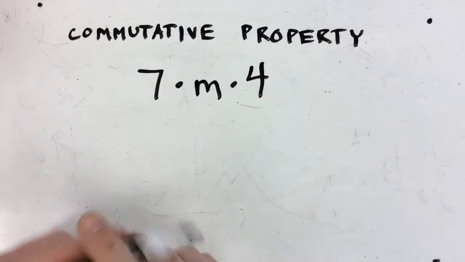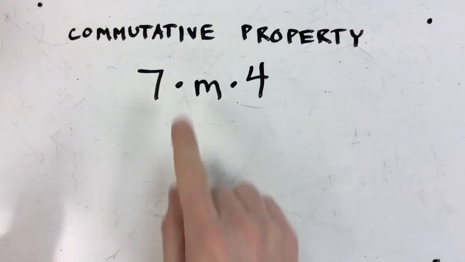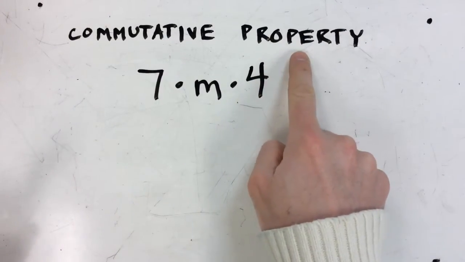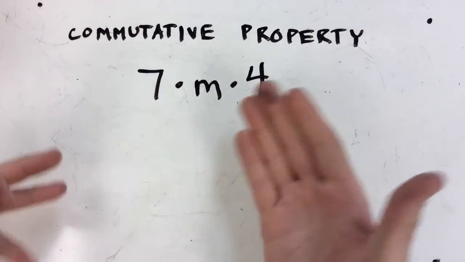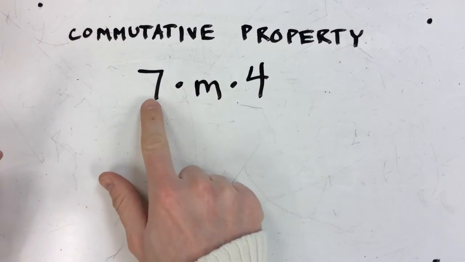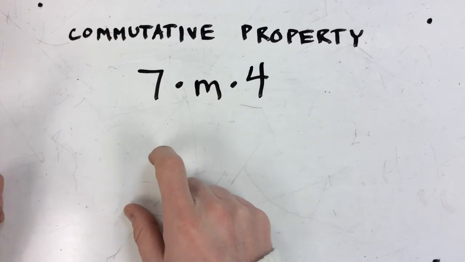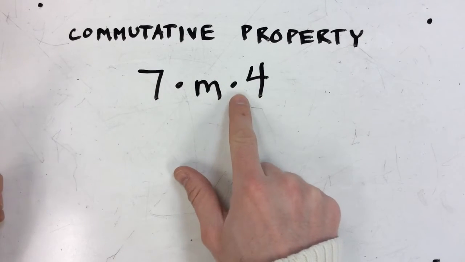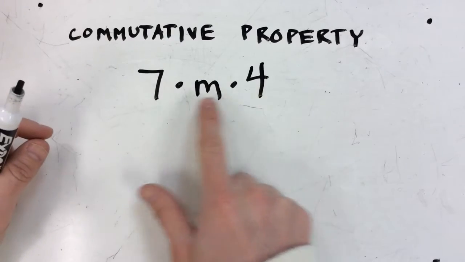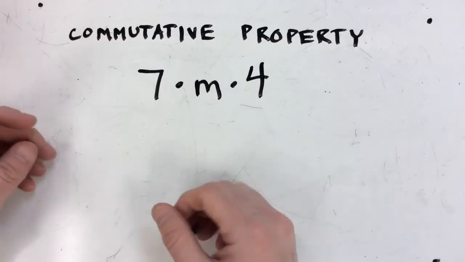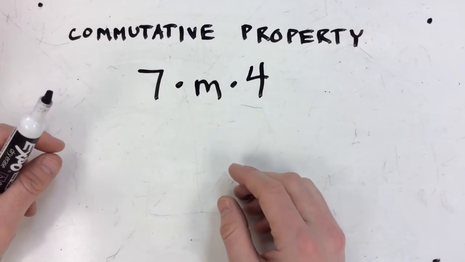Another concept we need to understand in this lesson is something called the commutative property of multiplication. Here's all it says. Whenever you have a bunch of numbers being multiplied together, it's gotta be all multiplication, the order in which they appear doesn't matter. You'll always get the same answer.